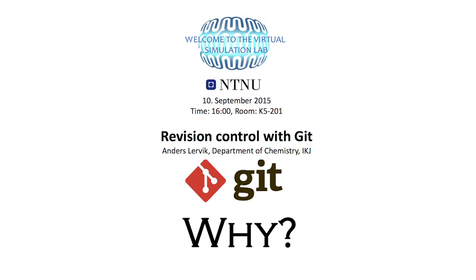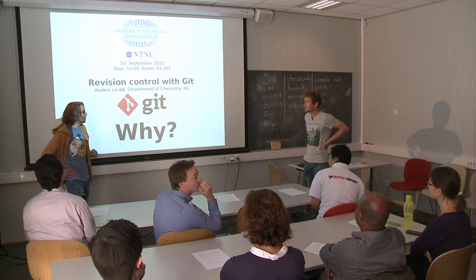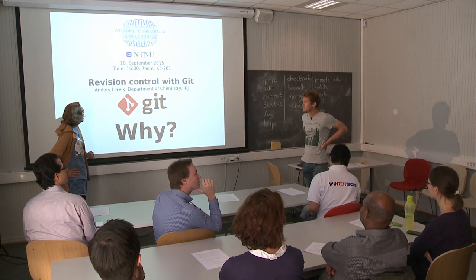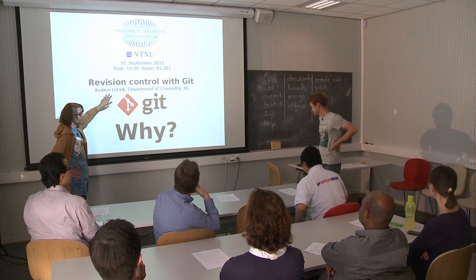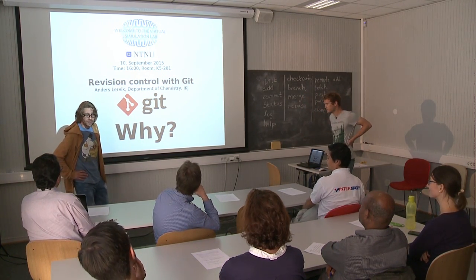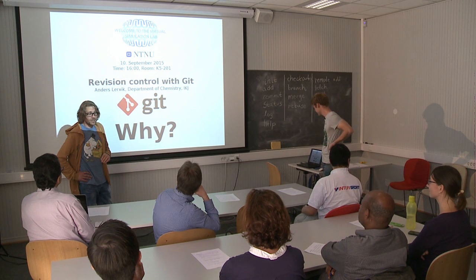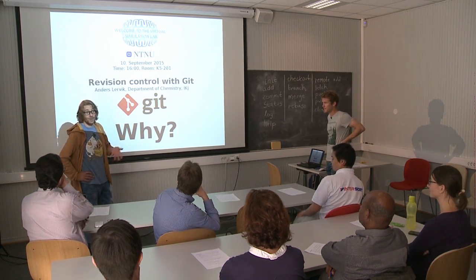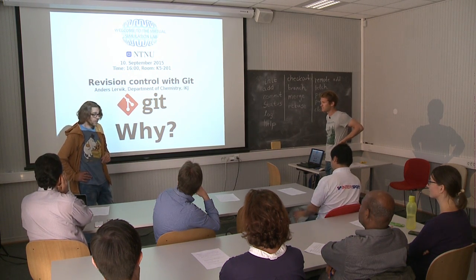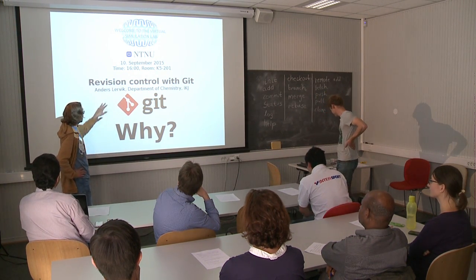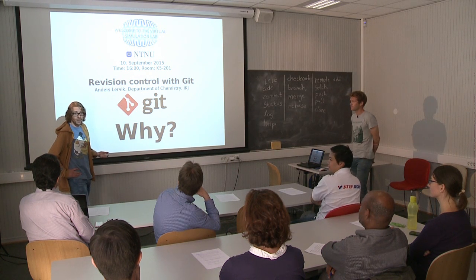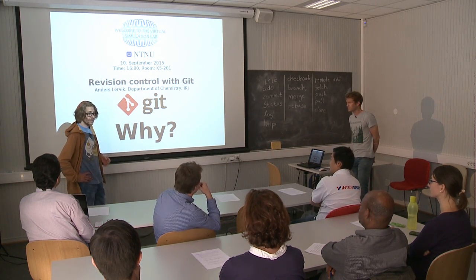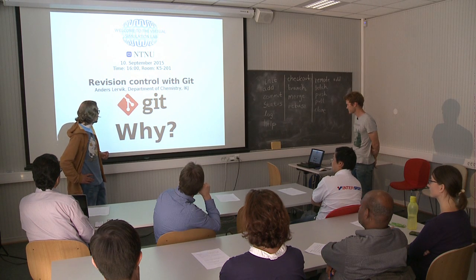Today we're going to have a talk on revision control with Git, given by Anders Lervik here from the Department of Chemistry. And you saw the cartoon that Anders put up at the beginning. I'm sure many of us have all been in that situation where we have 50 different revisions of the same document, and it's quite difficult to keep things in order. So Anders will talk about Git, which is a tool that we use to keep all our revisions of certain documents, especially programs and things, in order.